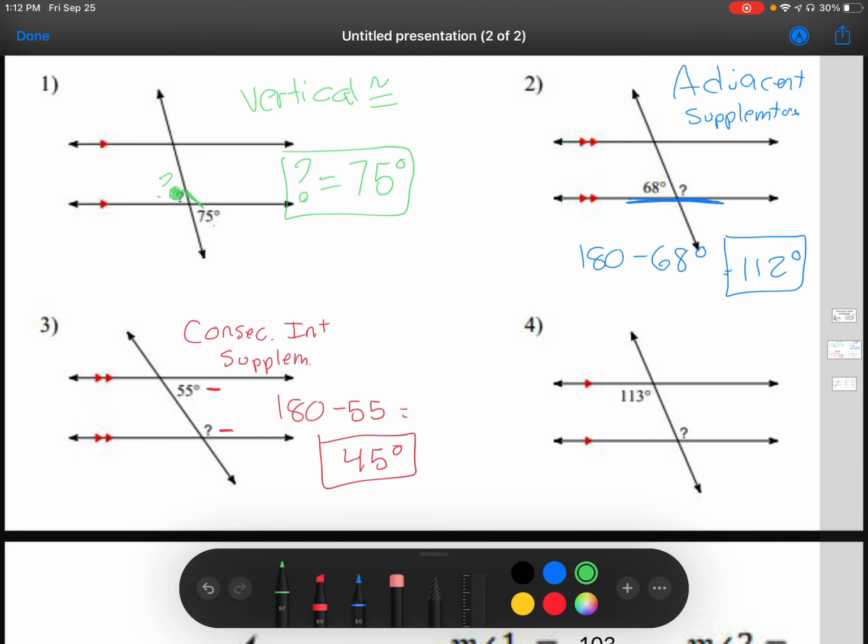The 4th example, we've got 113, and we've got our question mark. Those are alternate interior, which, looking at the list, tells me they are congruent. So the answer to 4 would just be 113.